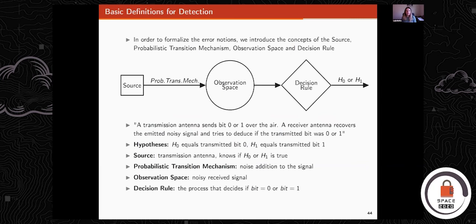And this is the idea that's basically used in detection theory. So we have a source, we have this probabilistic transition mechanism, and then observation and decision rule. There is not always a one-to-one matching. That's why, with a lot of signals and a lot of noise going on, there is not a one-to-one matching from observation to decision. And that's why we have all these errors, types one and two mentioned before.